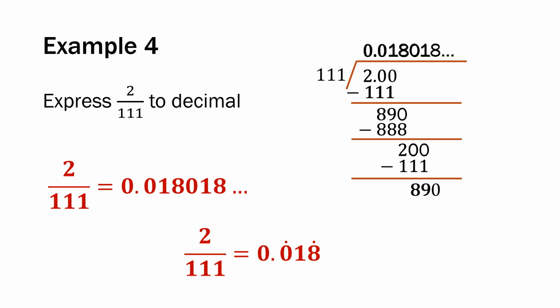Now, another way to write it is this way. 2 over 111 is equal to 0.018, where there are dots from 0 and 8, which means the repeating decimals or the digits of the decimal would be from 0 to 8.